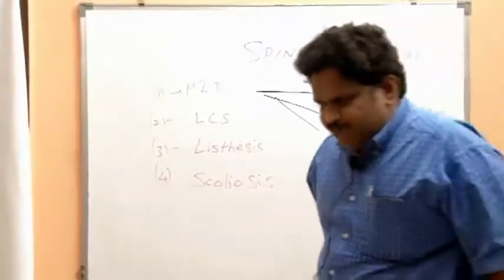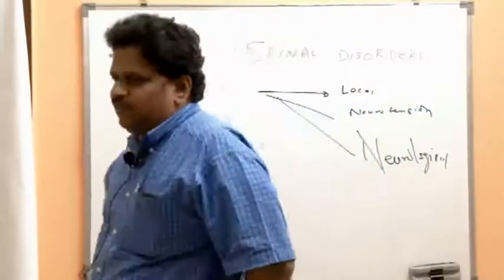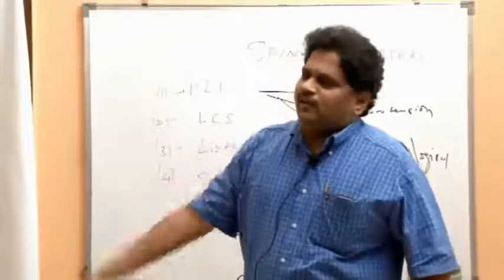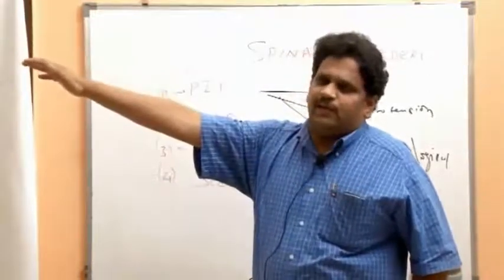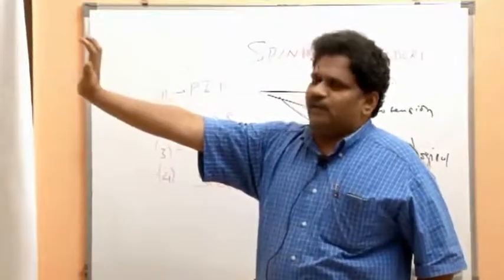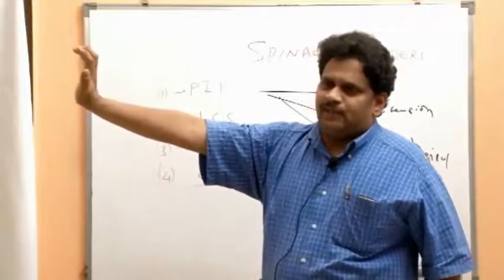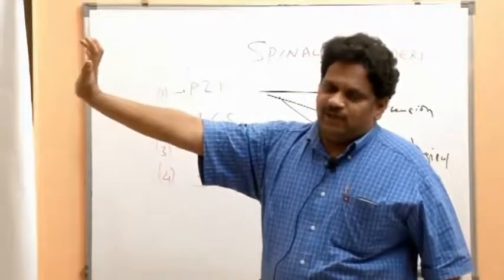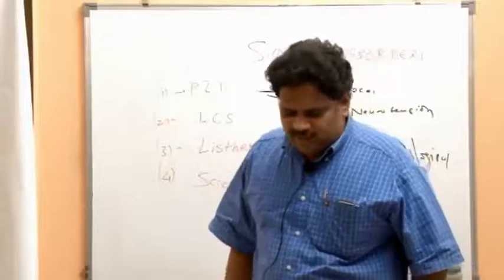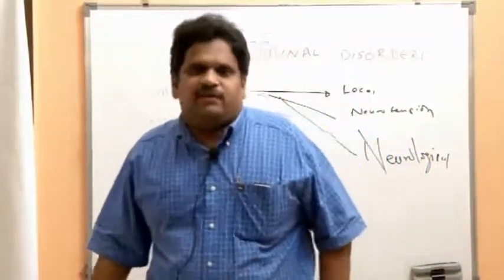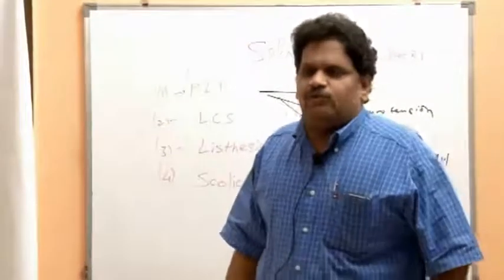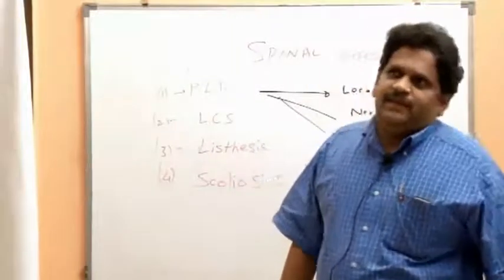What about the next test? The next test is, you do the SLRT, you get the pain at 45 degree. Now you dorsiflex the ankle, keeping the knee straight. If you get more pain, that is called SLRT with forced dorsiflexion test.